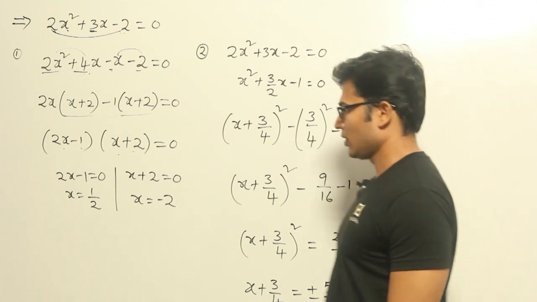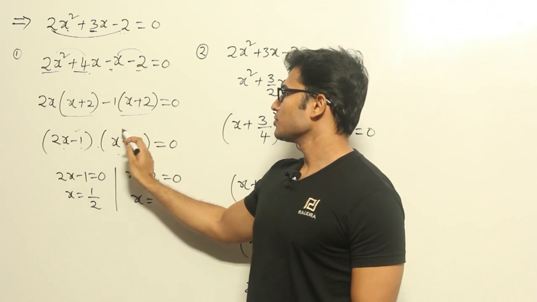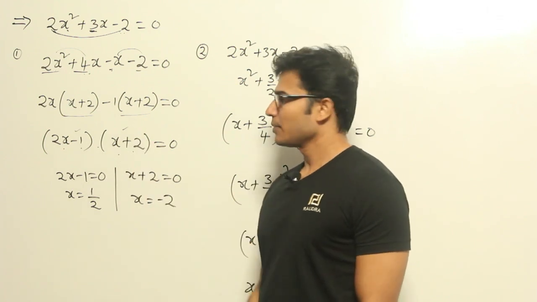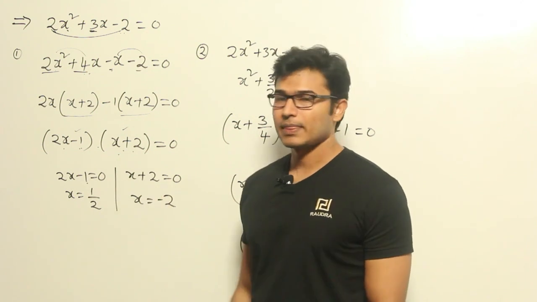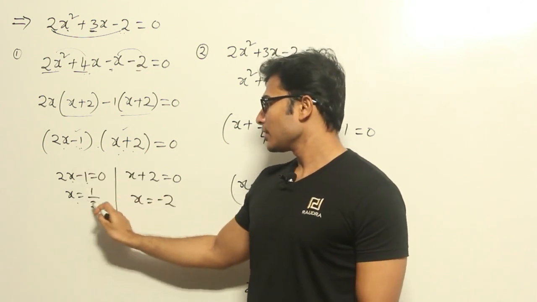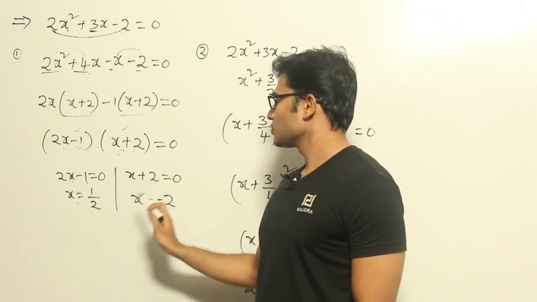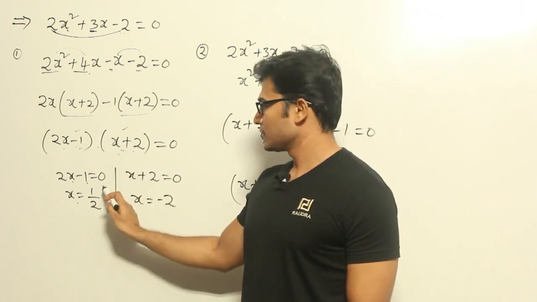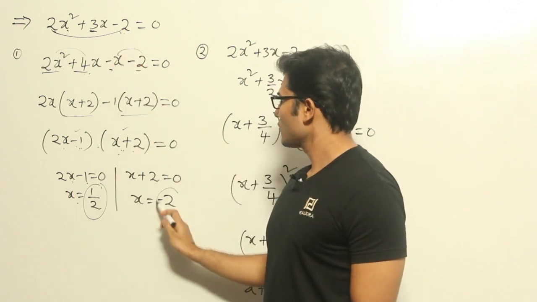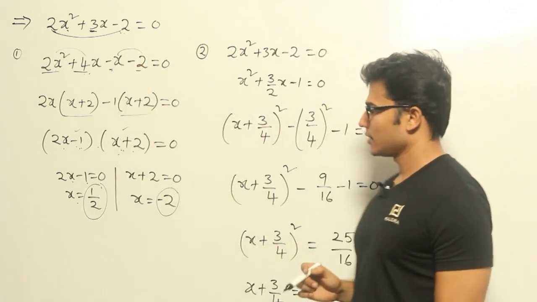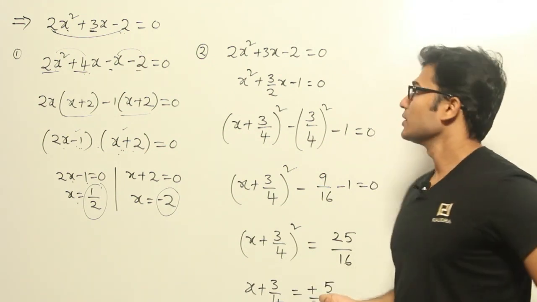Now if you observe this, the product of two numbers is equal to 0, therefore at least one of them has to be 0, right? Or both of them can be 0. In that case, this one can be 0 or this one can be 0. Now if this one is 0, then you get x equal to 1 by 2. If this one is 0, then you get that x has to be -2. Therefore for x equal to 1 by 2, this equation will be satisfied, or for x equal to -2, this equation will be satisfied. Therefore the two required roots are 1 by 2 and -2.